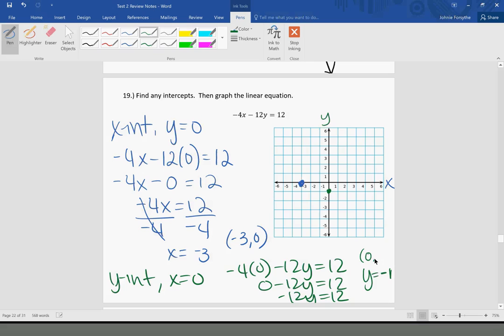So I would plot my intercept at negative 1 on the y-axis, and that ordered pair would be 0, negative 1. And then once I have my 2 points, I would connect the dots and graph the equation.